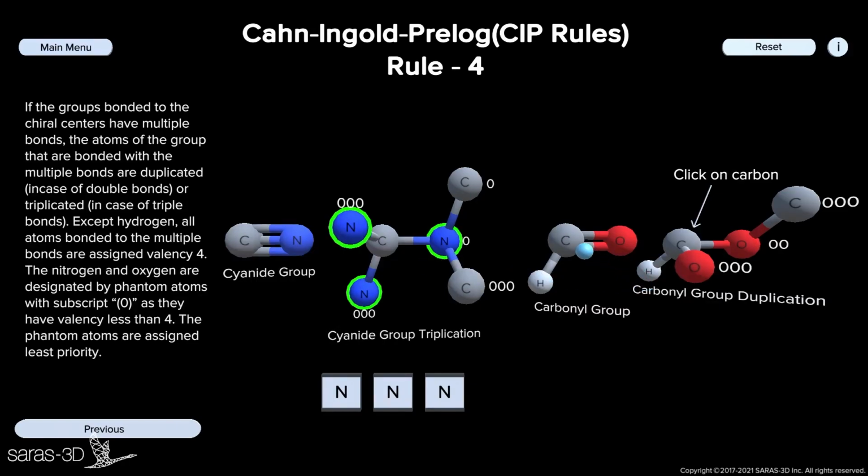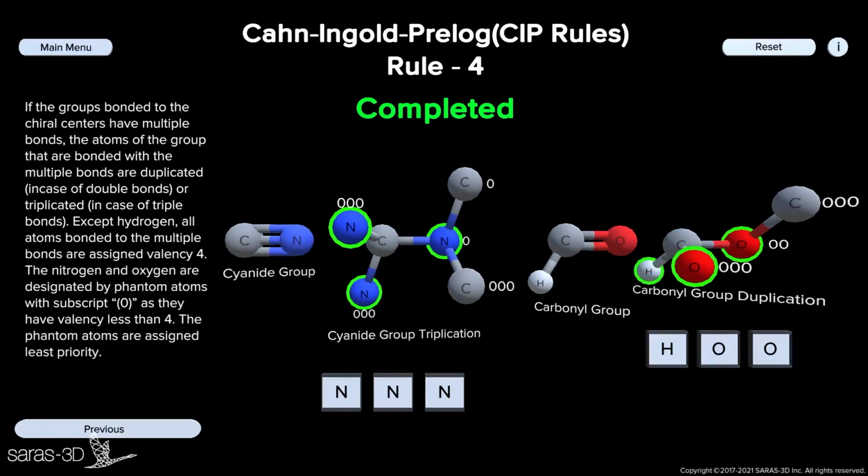Same is the case with the carbonyl group. Here we have carbon bonded with hydrogen and double bonded with oxygen. So we will assume that there are two carbon-oxygen single bonds. So if we click on this carbon, then we see that there are two carbon-oxygen single bonds. And further, there will be two oxygen-carbon single bonds. One single bond is with the original carbon atom and the second will be the phantom atom. So the priority will be H, O and O. So in this way, the bonds are either duplicated or triplicated.